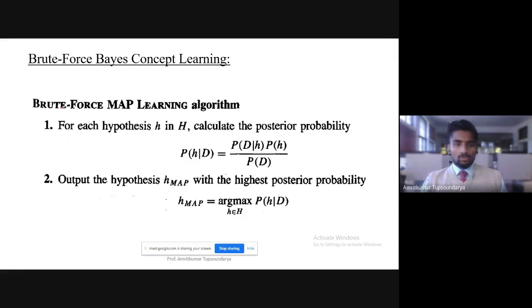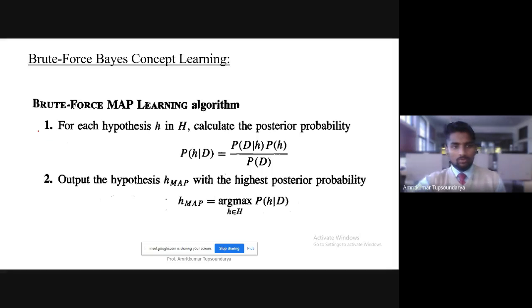Before discussing the concept, we have to understand how the algorithm works and what it is all about. The brute force MAP learning algorithm is in front of you. There are two simple steps: first compute the posterior probability, and then output the hypothesis with the highest posterior probability. That's it.